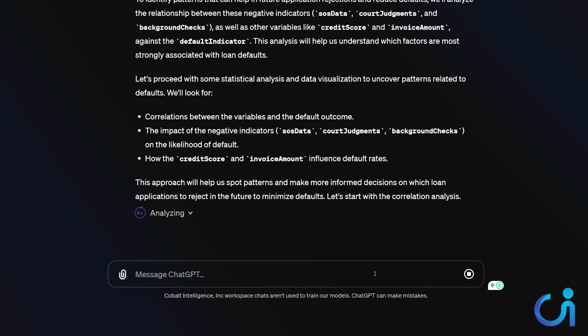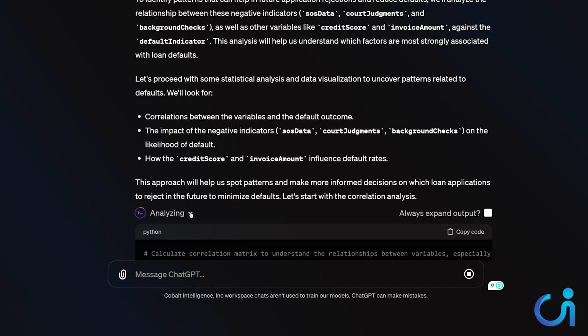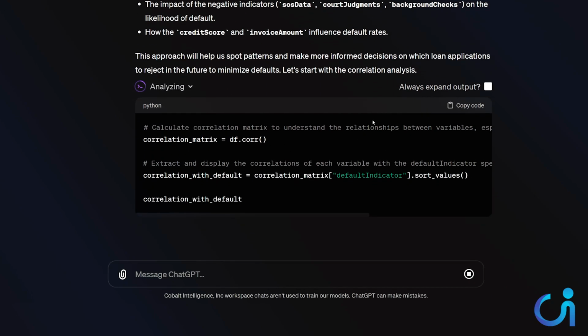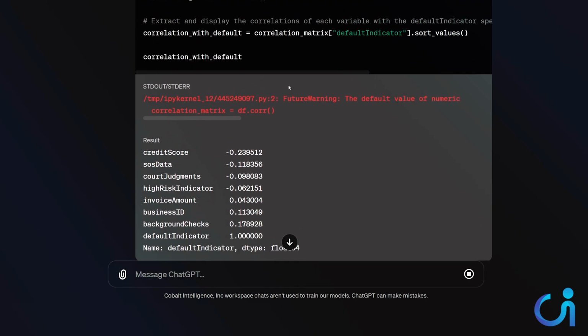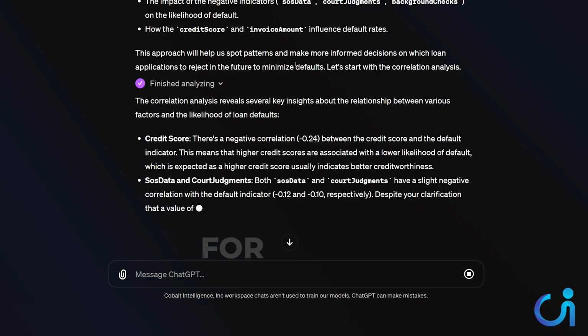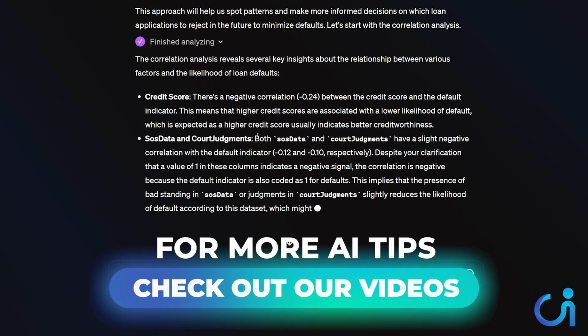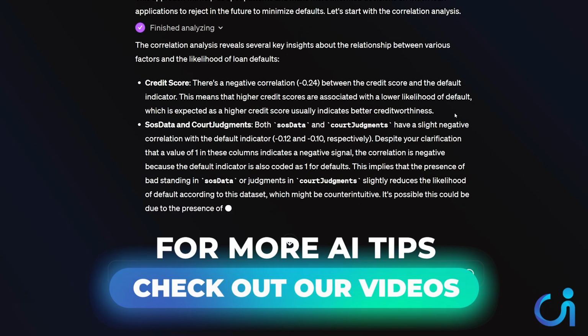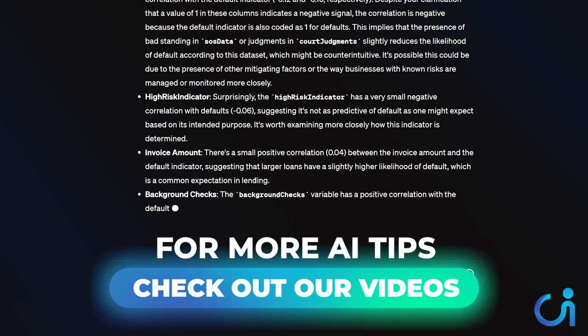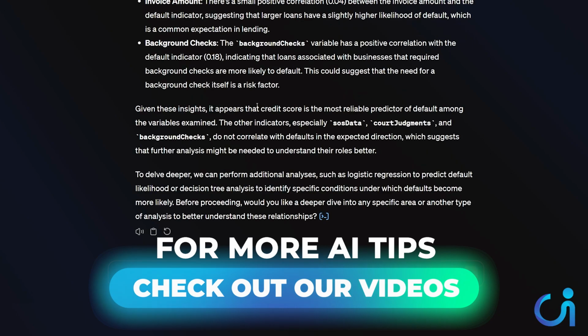Now it's going to perform some analysis, and again, it always does this. It generates the code as it goes, and it uses Python, so you can always run this yourself. Oh, this is cool. It's doing correlation on it. There's a negative correlation between the credit score and the default indicator. This means that higher credit scores are associated with a lower likelihood of default, which is expected. Larger loans have a slightly higher default rate, which is a common expectation in lending. Credit score is the most reliable predictor of default among the variables examined. Other indicators, SOS data, court judgments, background checks, do not correlate with defaults.